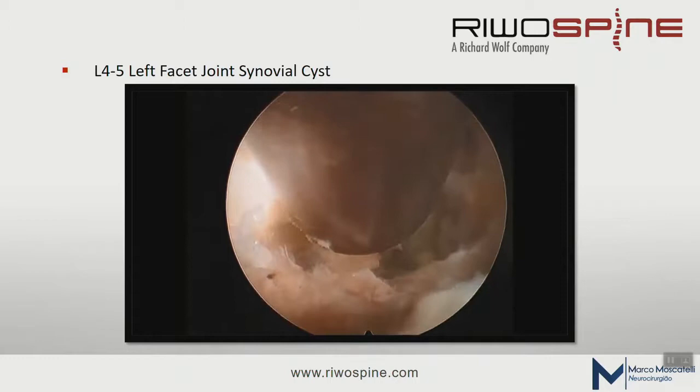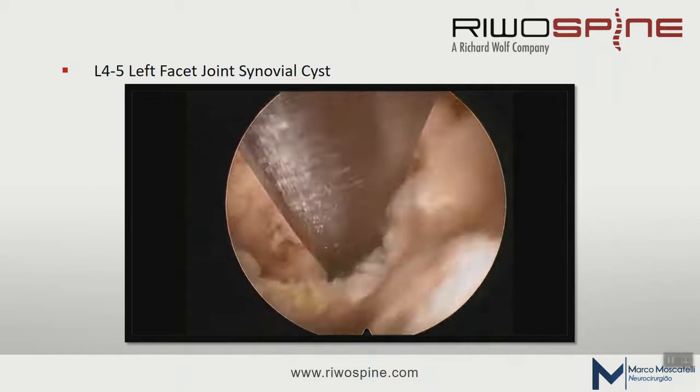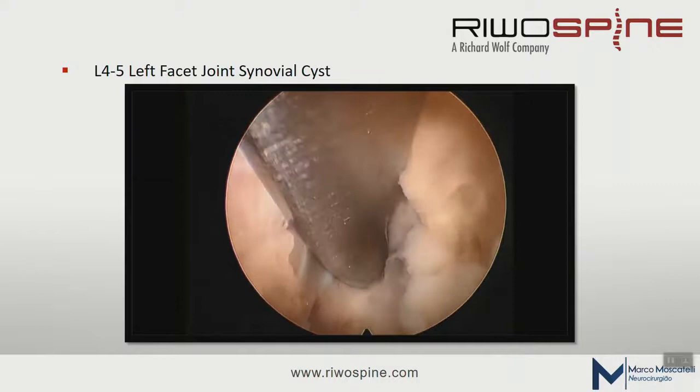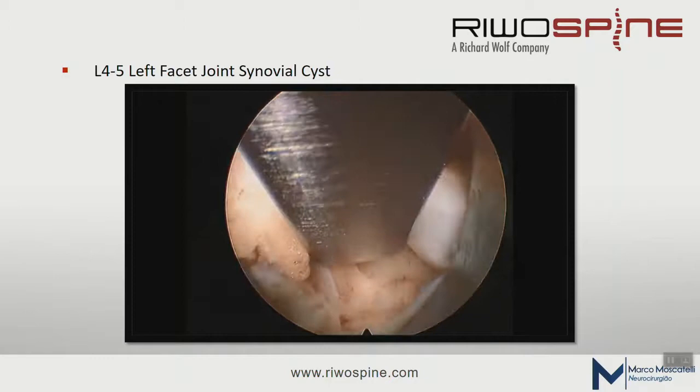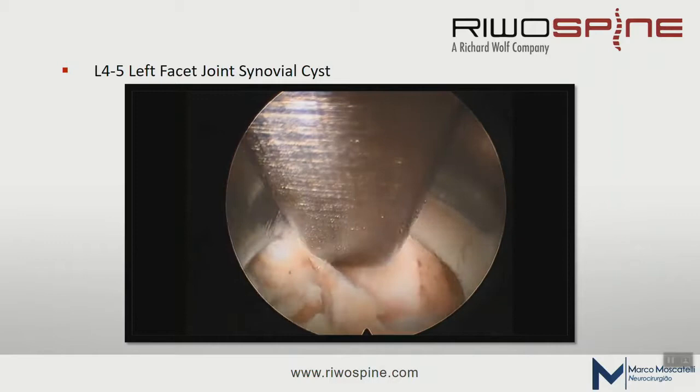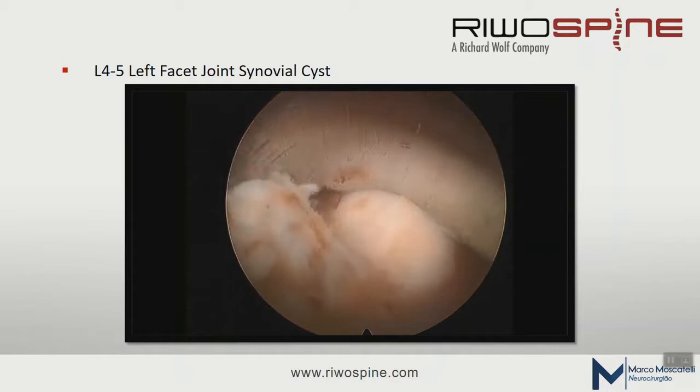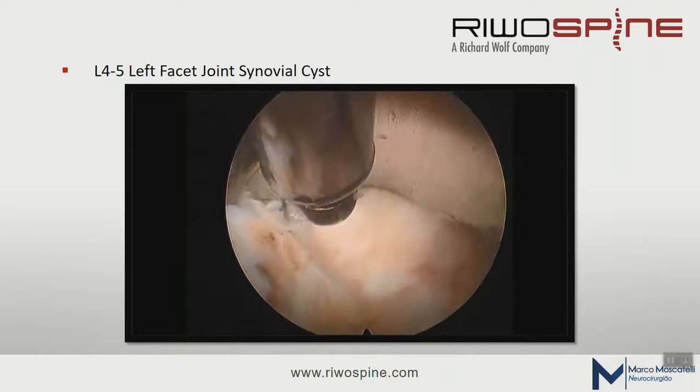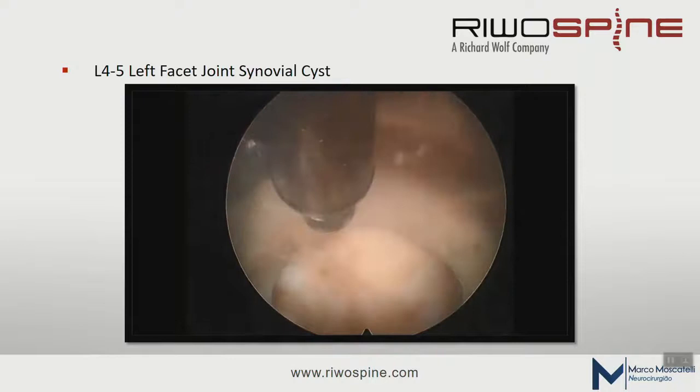With the punch, we expanded the access for better viewing. With the dissector, we mobilize the neural structure, the hood of L5, and protect it with the work sleeve. Now I did the work sleeve maneuver to protect the L5 root. And now we can see the left side of the root, at 9 o'clock, at 6 o'clock the veins, and the middle part of the video is the disc.